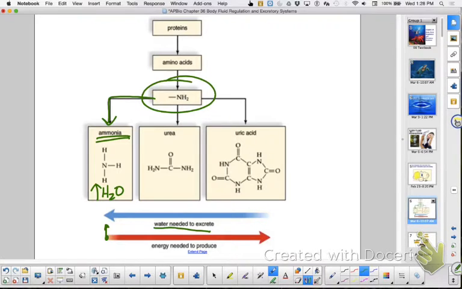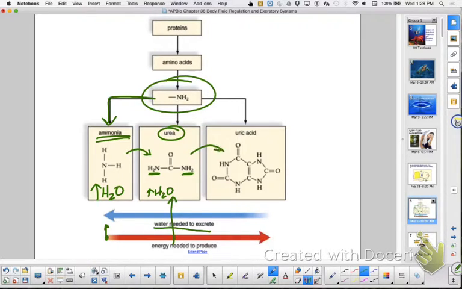If you want, you can take this ammonia and convert it to urea. Now, if you recognize urea, you can see an amino group on either side. What you do is take a couple of those amino groups and combine them with carbon dioxide. But that is going to involve a reaction and an input of energy. So if we look on our energy scale, we're moving up, but you don't need as much water to get rid of urea because it's not as toxic.